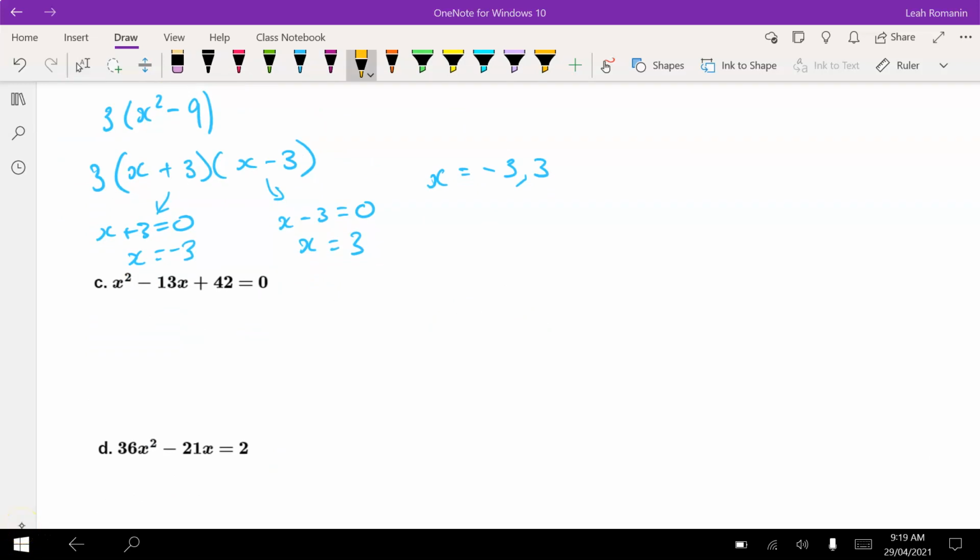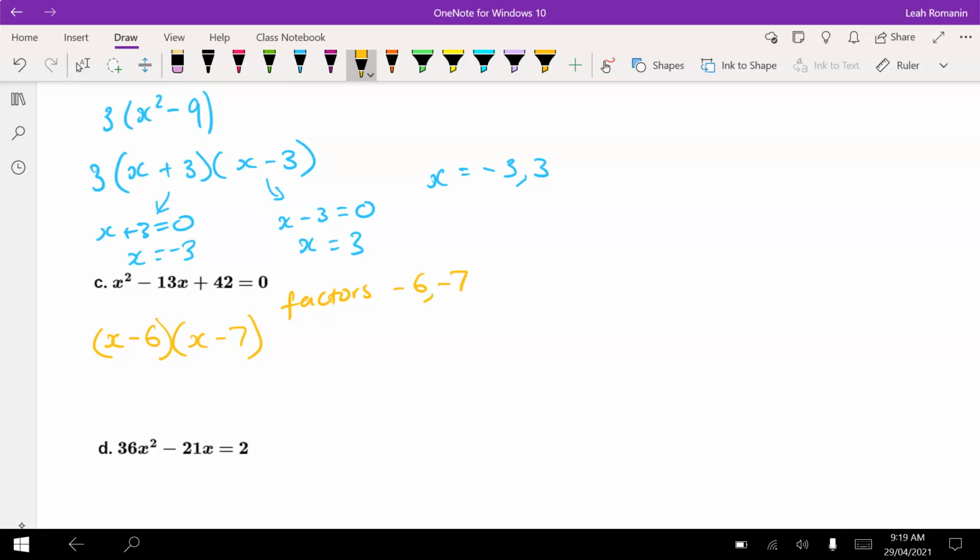Caitlin, do you want to tell me what you did for C? So I put into two brackets, so one was x takes 6, the other was x takes 7. Great, so your factors were negative 6 and negative 7? Yeah. And you factorize it into x take away 6 and x take away 7. Fantastic. So what did you get for your solutions of x?